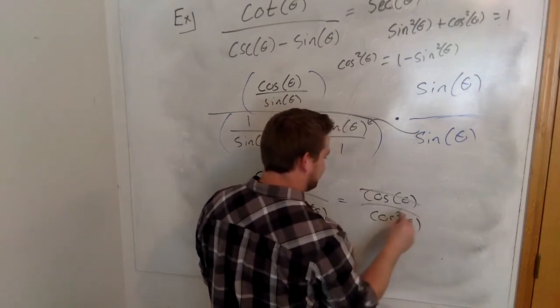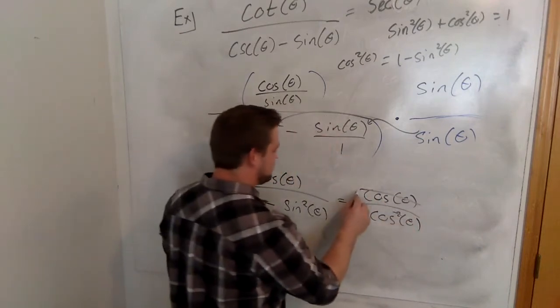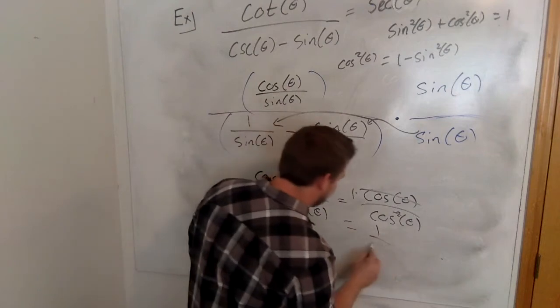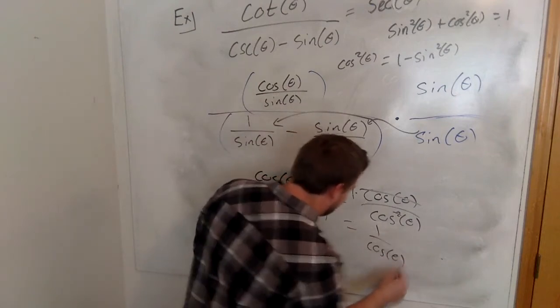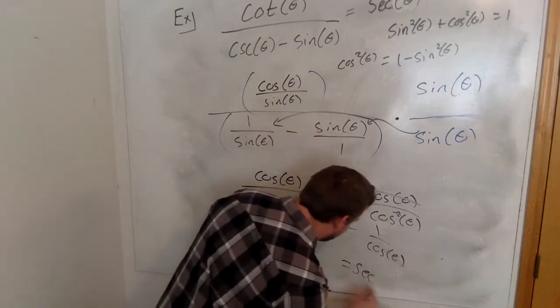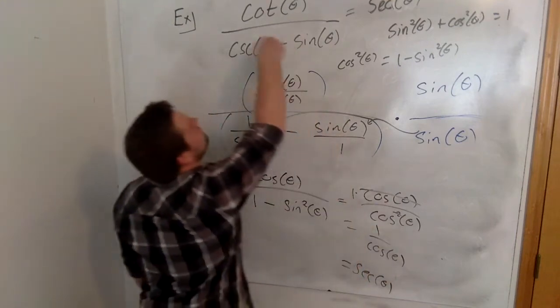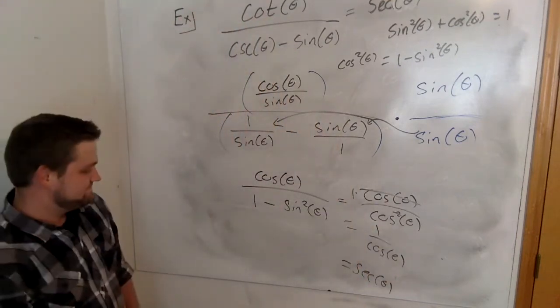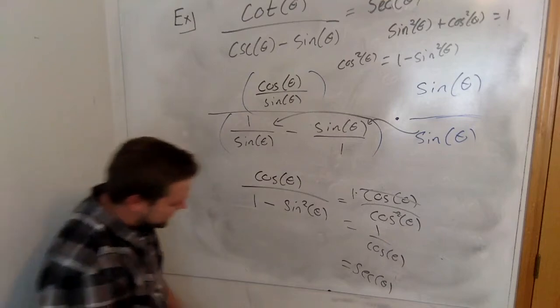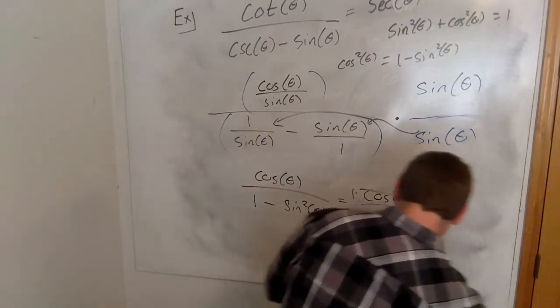Oh, this is so much fun. Let's cancel one of those. I still have this times 1 here. So this is still 1 over cosine of theta, which is all just secant of theta. Secant of theta in disguise. Okay, let's do some more.